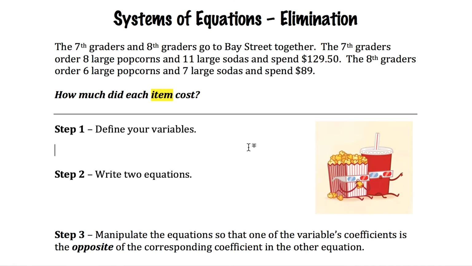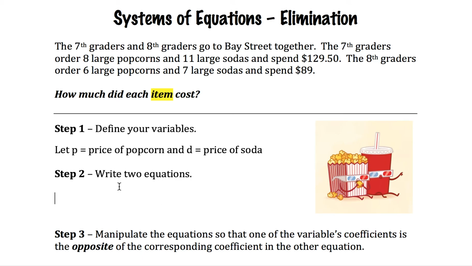So the first step is to define our variables. And we're looking for the cost of popcorns and sodas, so those are going to be our unknowns. Let P equal the price of popcorn and D equal the price of soda.